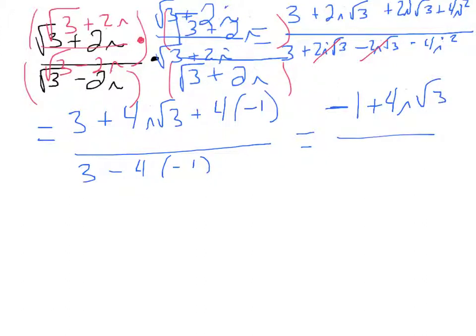At the very bottom, I'm going to have this 3, and because of the negative 1, it's going to end up being 7 in the denominator. And there is our rationalized term.